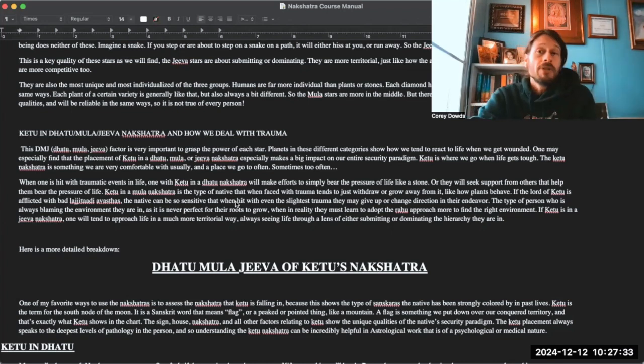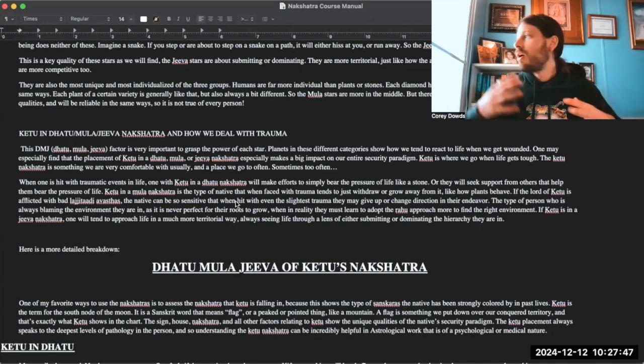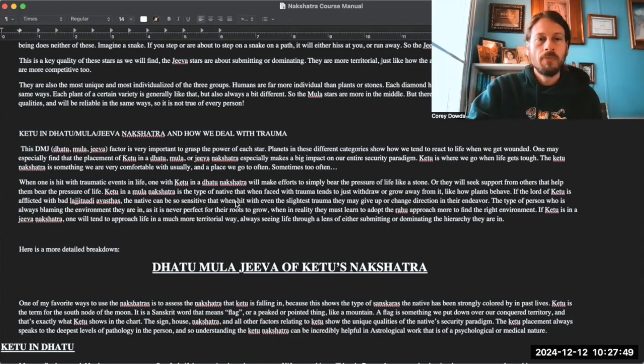If Ketu's in a Jiva nakshatra, one will tend to approach life in this more territorial way and always see life through a lens of submitting or dominating, when they actually need to let go of that and see everyone in a more egalitarian, comrade type of sense. I'm growing with all my friends together towards a goal. So I hope that that makes sense.